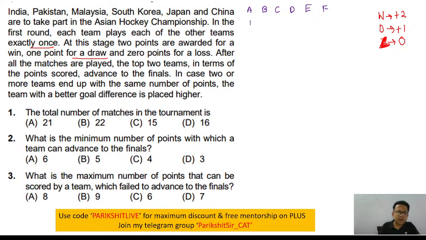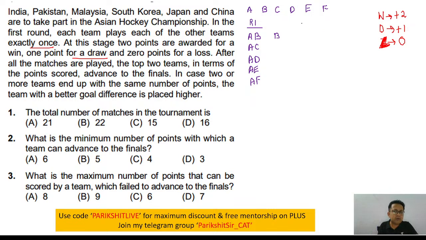Think about round one. In round one, can I say the total matches? Think about A. A is going to play against every other team exactly once. So it's going to be AB, AC, AD, AE, AF. So these are your 5 matches. Correct? What about B? Don't count B and A again. Think about it. India-Pakistan and Pakistan-India are one and the same. If India is playing against Pakistan, then if I count India-Pakistan, it's enough. I don't have to count Pakistan-India again.